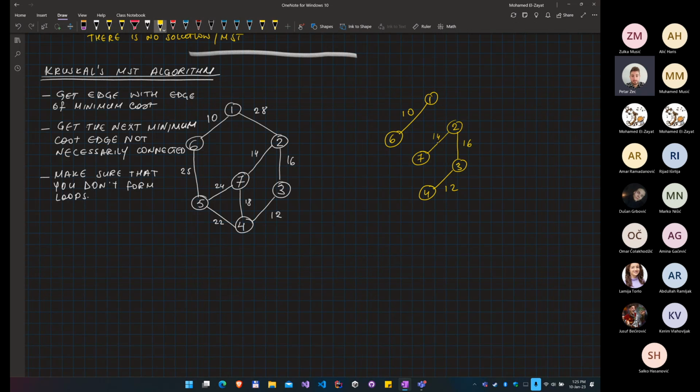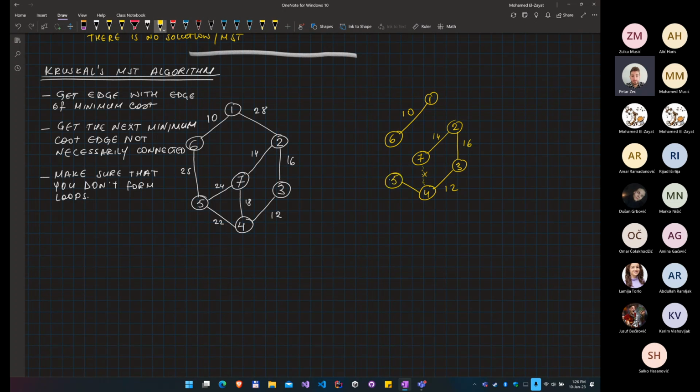Now, here is the interesting part. If you say that the next smallest is going to be 18, you will actually form a loop, which you can't. So this part is forbidden. So you cannot pick that one up, right? So you say, aha, okay, give me the next smallest. And the next smallest for you will be 5, right? 4 and 5.